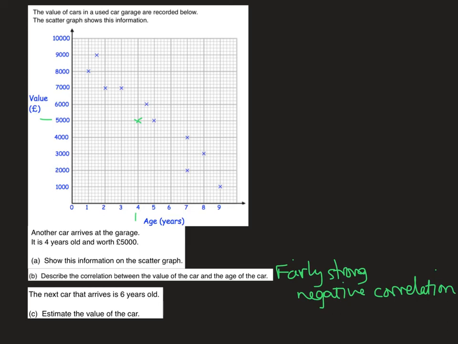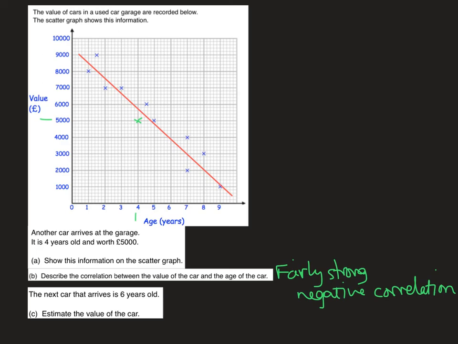Again, the next car that arrives is 6 years old. Estimate the value of the car. It is not telling me to draw a line of best fit. I have to know that that's what I have to do. So let's draw a line of best fit. And I reckon that'll probably do. It's not going through many points at all, but it is pretty representative of what's going on. It's not perfect, but I think it's pretty representative of that data.